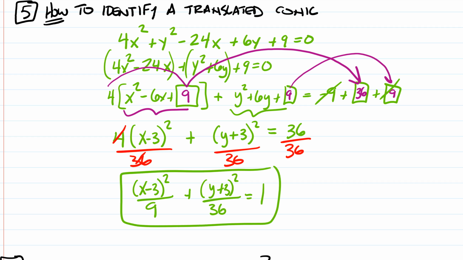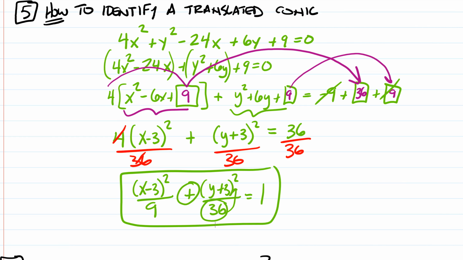So from here, now that it's in this form, we can see it's going to be an ellipse. And of the two denominators, since I'm working with the ellipse, the 36 is larger, so it's going to be underneath the y variable, so that means it's an up-down. The center is going to be at 3, -3. A squared is worth 36, b squared is worth 9, and if you had to, you could probably graph all of that. So that's how you identify a conic not written in standard form.